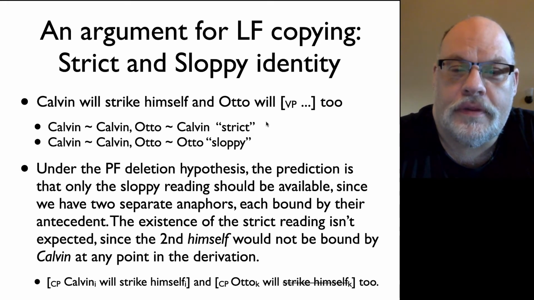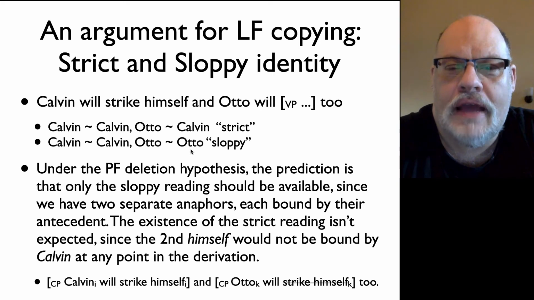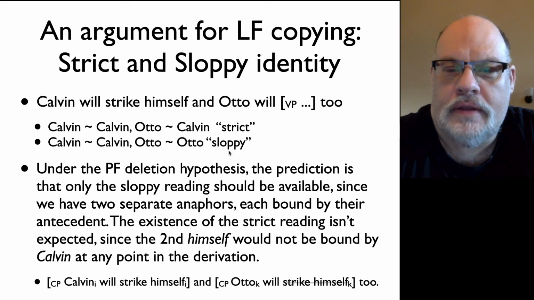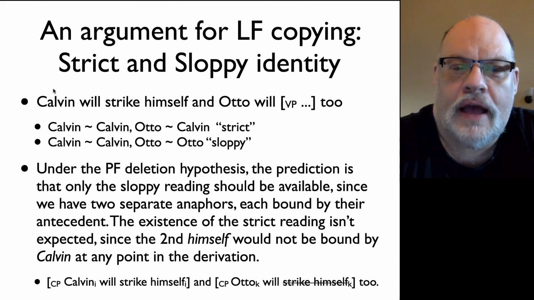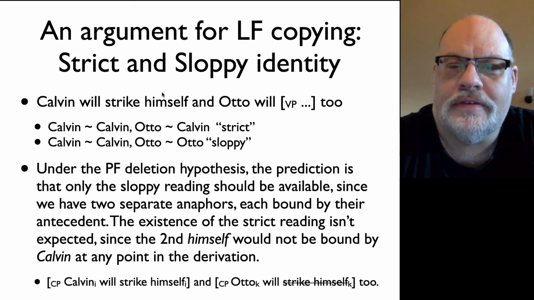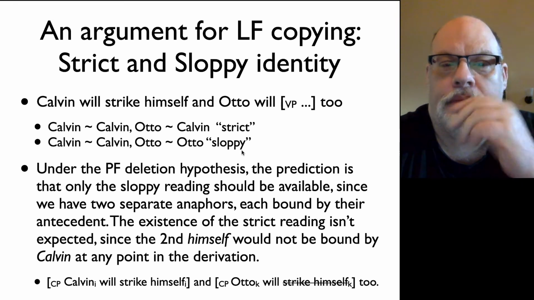The second interpretation is called a sloppy interpretation. It's called sloppy because the anaphor in the embedded verb phrase does not have the same reference as the anaphor in the first verb phrase. In the sloppy interpretation, the interpretation of the anaphor is tied to Otto, not Calvin. In the strict interpretation, the anaphor always refers to Calvin. So the verb phrases are exact copies of each other.